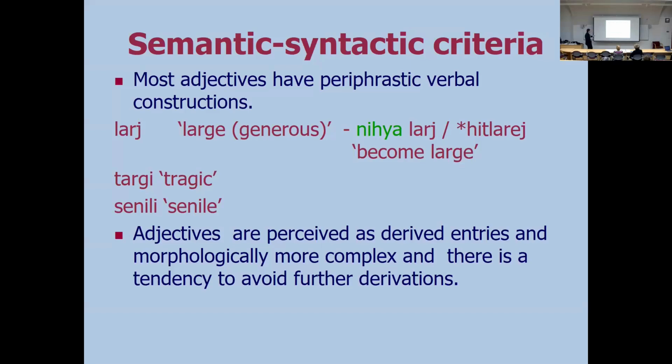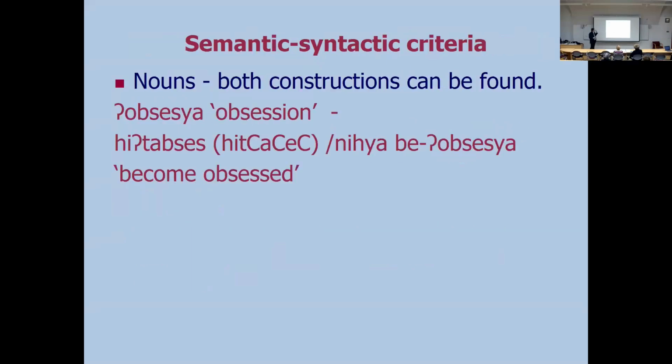And what I claim is that adjectives are perceived, at least partially, as derived entries and as morphologically more complex. And therefore, there is a tendency to avoid further derivation. Nouns, on the other hand, are perceived as basic entries. They usually impose no morphological complexity, so they can be the base for both morphological and periphrastic formation. Okay, just to show the contrast, we have the noun obsessia, obsession. So we do have the derived verb hit obsess, to become obsessed.